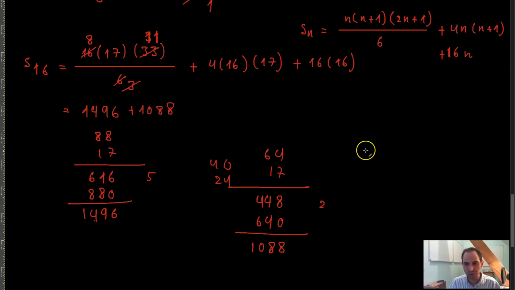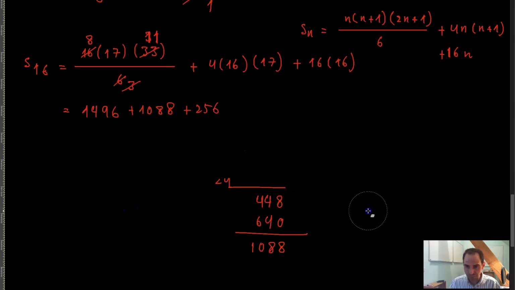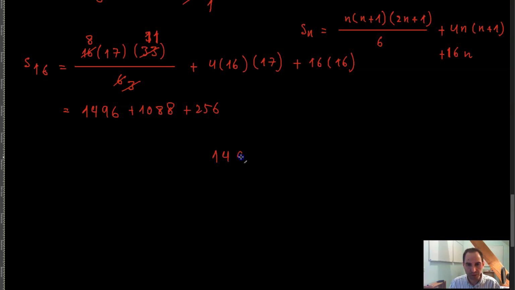16 squared is equal to 256. That's one of the things I said we should do; I never actually did it, I mean, the square of these numbers. And then you can calculate all of these here as 1496 plus 1088 plus 256.